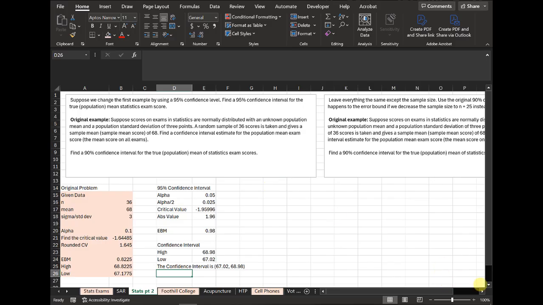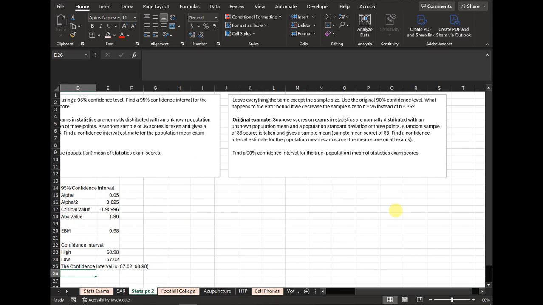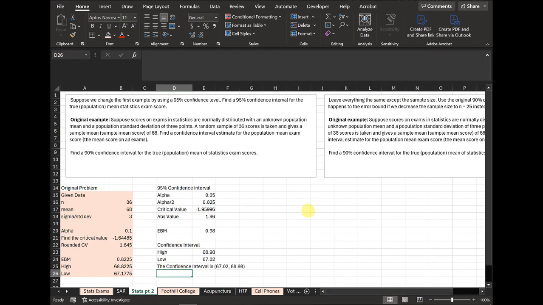Okay, so now let's pivot to the other question. We're going to leave everything the same except for the sample size. So we're going to use a 90% confidence level. What happens to the error bound if we decrease the sample size to n equals 25 instead of n equals 36? So now I'm going to change this to a new sample size of n equals 25.